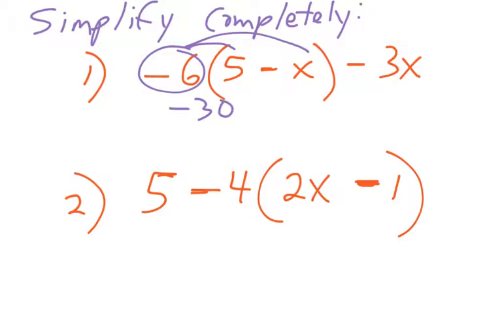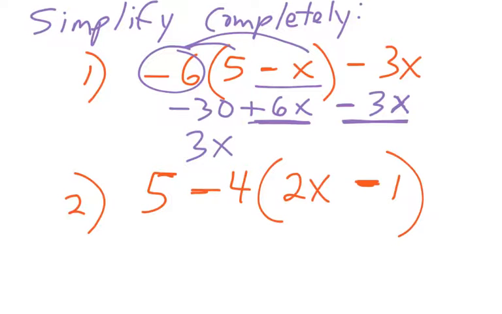And negative 6 times the negative x is a positive 6x, okay? Now, the negative 3x is not inside the parentheses, so it's not part of that quantity. So all we do for right now is just bring it down with the rest of the problem. So once we do our distributing, now we can combine our like terms. So what like terms do we have? A positive 6x and a negative 3x. We add those up, we do get positive 3x minus 30.